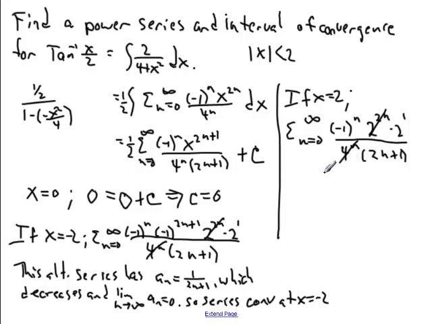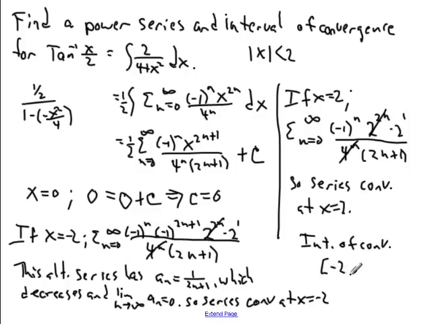And again, we're going to have an alternating series that has a limit of 0 for the nth term, and that decreases. So this series converges at x equals positive 2 as well. So the interval of convergence is in fact negative 2 to positive 2 inclusive.